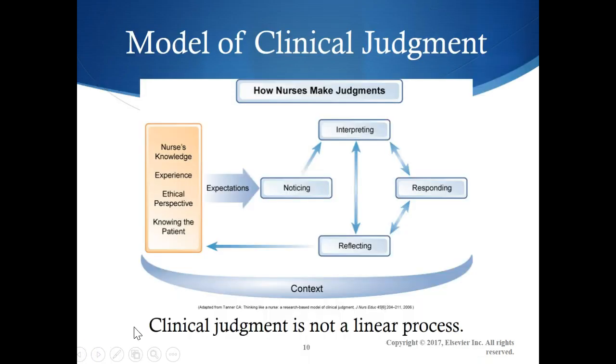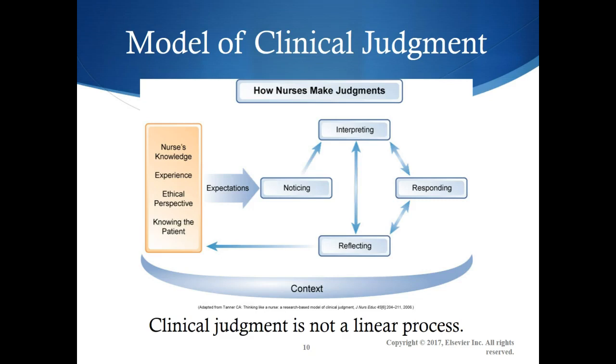One of the models that we use is known as the Tanner model, and it is a very circular model because we go back over this over and over. It's not a linear process where we have a beginning point and an end point. We always go back through and reevaluate, and that's the reflection part at the end. So that's why it's circular.